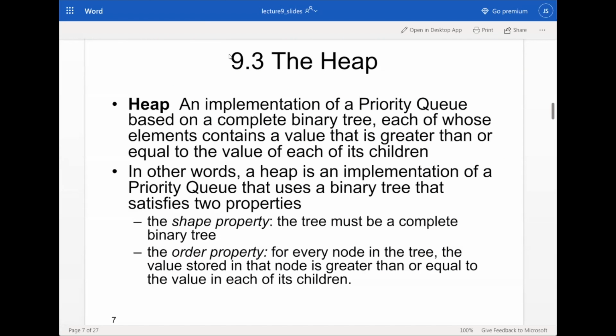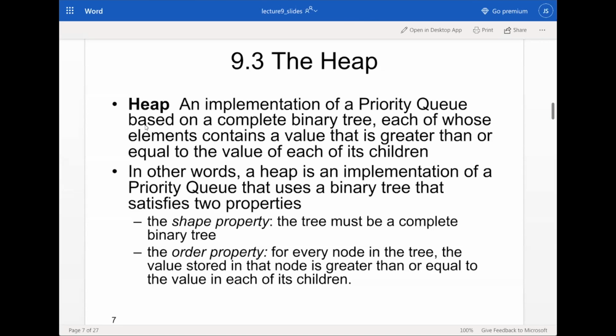In this lecture, we are going to introduce a special ADT called Heap, which is an implementation of a priority queue based on a complete binary tree. We'll talk about what this binary tree is. So Heap, let's talk about the idea of a heap, and then we'll go through the heap properties, and also some introductions to heap and how it is used.